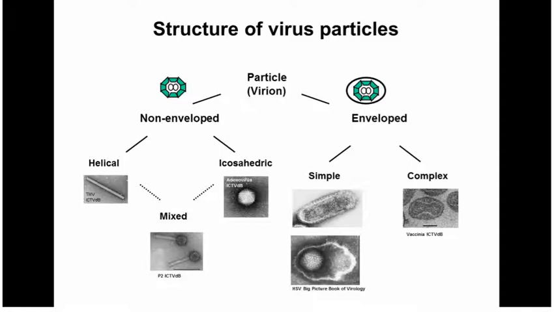Icosahedral. And bacteriophage have a kind of mix, many bacteriophage have a mix of these two elements. For enveloped viruses, simple enveloped viruses, you've got either a helical capsid with an envelope or an icosahedral capsid with an envelope. And then complex particles are enveloped particles where the structure on the inside of the particle is not really clear. It doesn't really correspond to either of these two models.